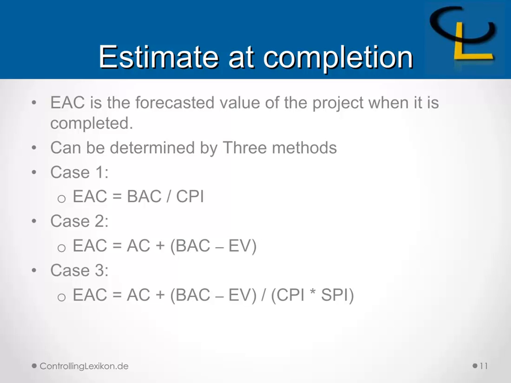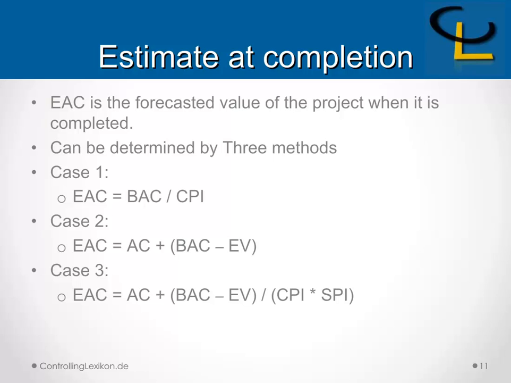Case number 2, which is EAC equals the actual cost plus the difference between budget at completion and earned value. It is when something unforeseen happens, but you are sure that this will not be repeated and the project will proceed as it should be.